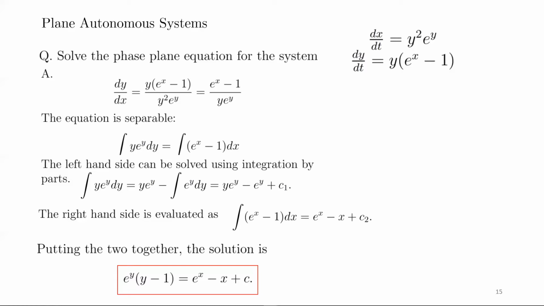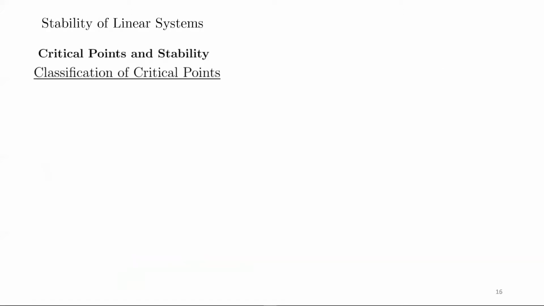Okay, so that was just to show that even if our autonomous system is non-linear, we can still solve the phase plane equation and approach this problem in a similar way to what we did in the previous classes. Okay, but the thing I really wanted to focus on in this class is classification of critical points. In fact, classification and stability of critical points.